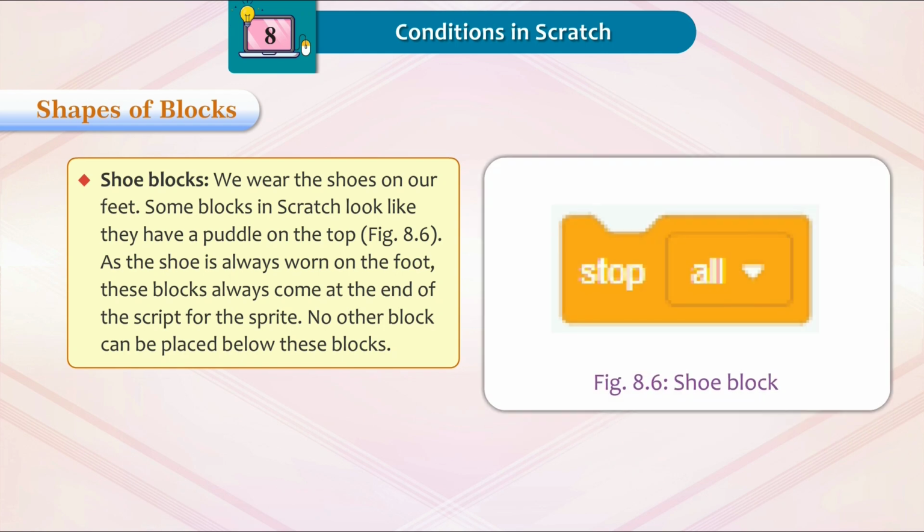Shoe blocks. We wear the shoes on our feet. Some blocks in Scratch look like they have a puddle on the top. Refer to figure 8.6. As the shoe is always worn on the foot, these blocks always come at the end of the script for the sprite. No other block can be placed below these blocks.